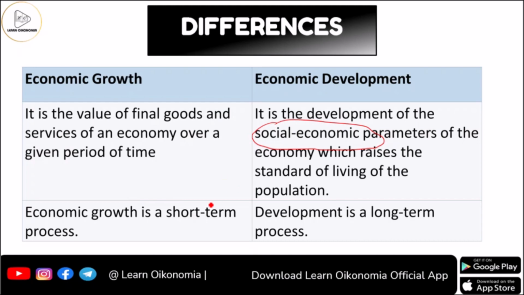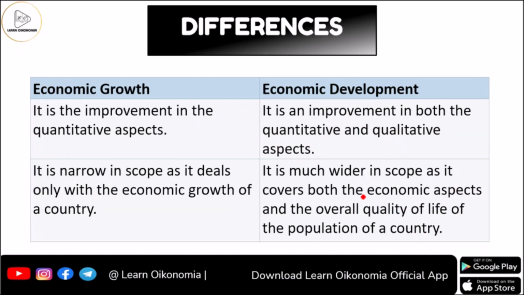Whereas economic growth is a short-term process, economic development is a long-term process. And economic growth is something that you can express in quantitative terms, like GDP. But economic development goes for a combination of both quantitative as well as qualitative aspects. You will have elements of GDP, elements of literacy rate, and apart from that, some qualitative indicators like improvement in health facilities, improvement in standard of living of people, reduction in inequality, reduction in poverty, etc.